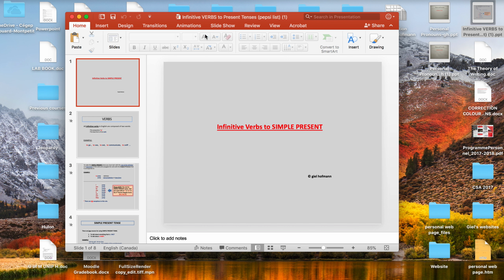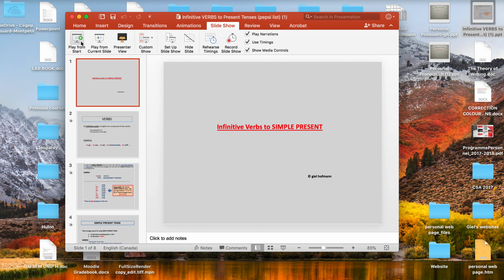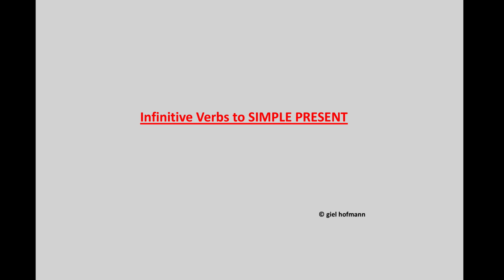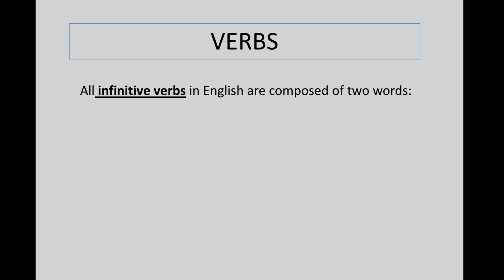Okay, let's watch this slideshow and allow me to explain to you this grammar point. It's called infinitive verbs to simple present tense. It's very important to know the difference when you begin in English. Let's talk about the infinitive verbs.